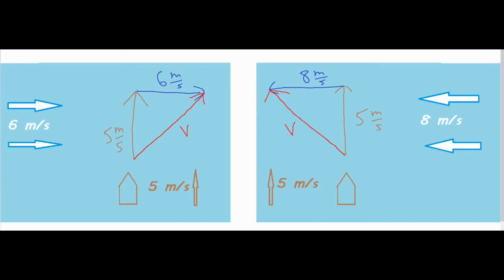Since we have two sides of a triangle and we're looking for the hypotenuse, we're going to use the Pythagorean theorem, which is a squared plus b squared equals c squared. The a and the b are the two sides of the triangle that aren't the hypotenuse, and the c is the longest side of the triangle, opposite the 90-degree angle. So we're going to use the Pythagorean theorem and solve for our resultant for each of these triangles.